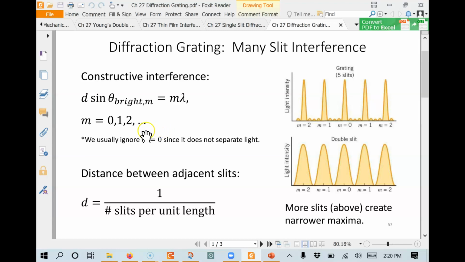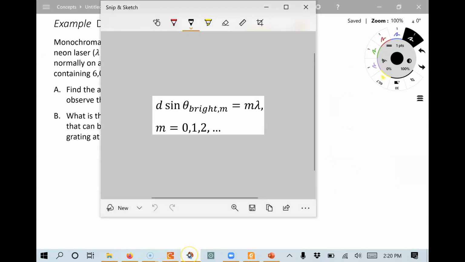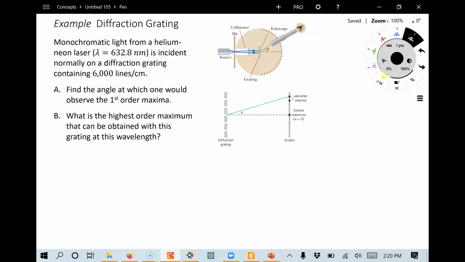For that reason also, we don't usually look at m equals 0, which doesn't separate the light. All colors get sent to the central bright spot. So we're going to look at m equals 1 in this case, the first maxima beyond the central maximum. So in our problem, let's write down this equation here.